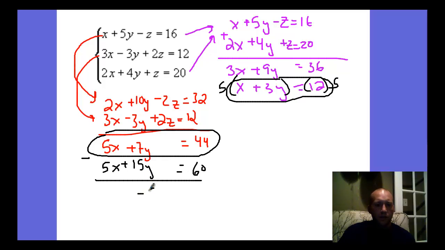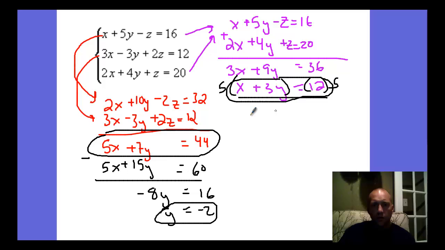So we get negative 8y equals negative 16. So then if I divide by negative 8, I get y is negative 2. So there's our y value. We need to back substitute that to find x. If I just choose this equation up here, so x plus 3 times negative 2 equals 12. So that's a negative 6. If I add 6, I get x is 18.